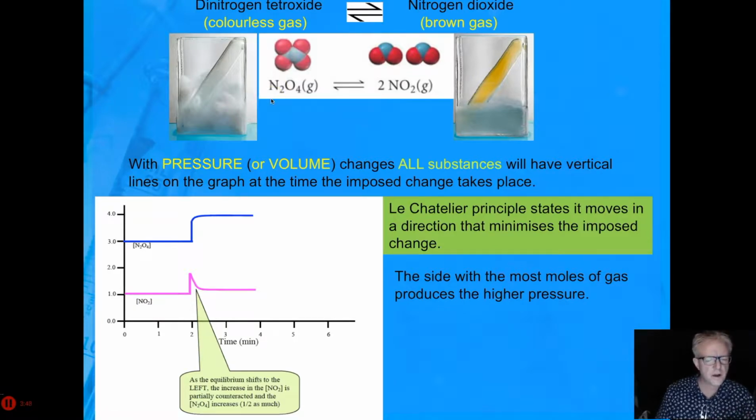So let's check out the graph. Does it show that? Let's see. Well, if we have this change, the pressure is increased, and then we can see that the concentration of nitrogen dioxide goes down, which is consistent with going towards the left, and the concentration of dinitrogen tetroxide goes up a little bit. So the graph shows us that it's favoring a shift from the right to the left because of the least number of moles of gas.